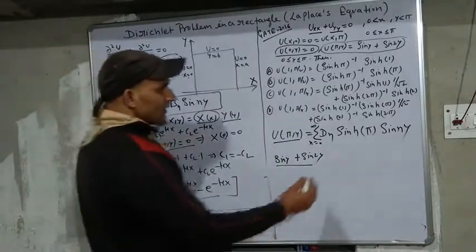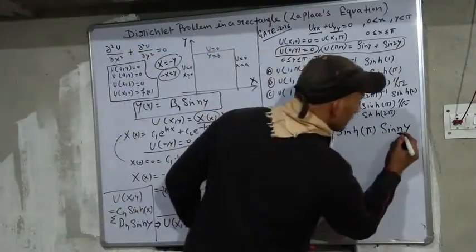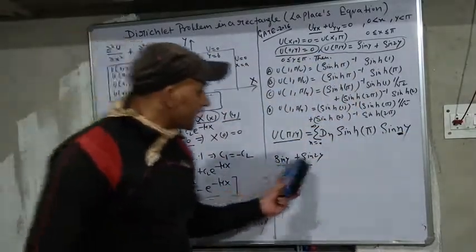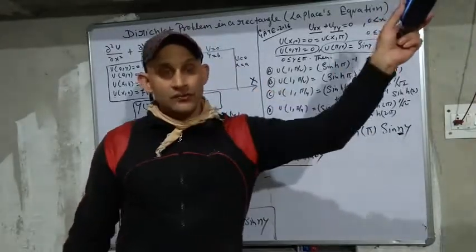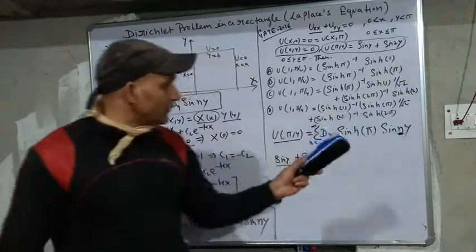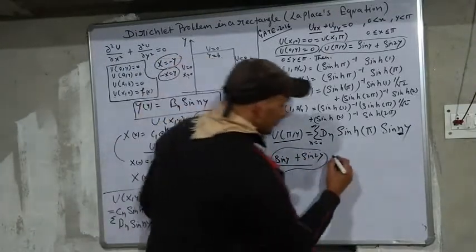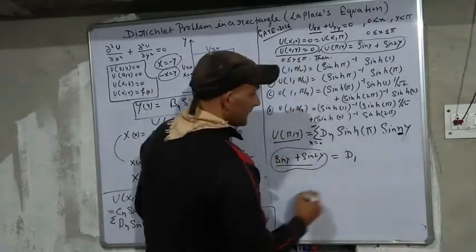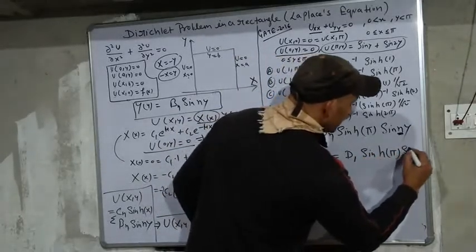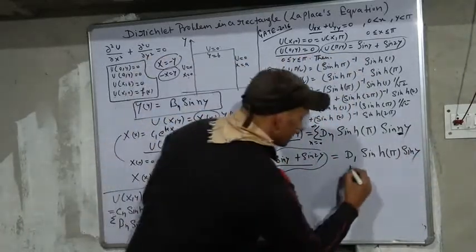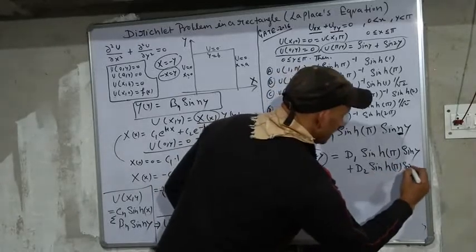So you can see, if I put n is equal to 1, then I will get sine y. If I put n is equal to 2, then I will get sine 2y. It means that the rest of the values, d3, d4, d5, d10, are all 0, and only two values will exist to get such a form. So you have to put d1 sine hyperbolic pi and this is sine y, plus d2 sine hyperbolic pi and sine 2y.